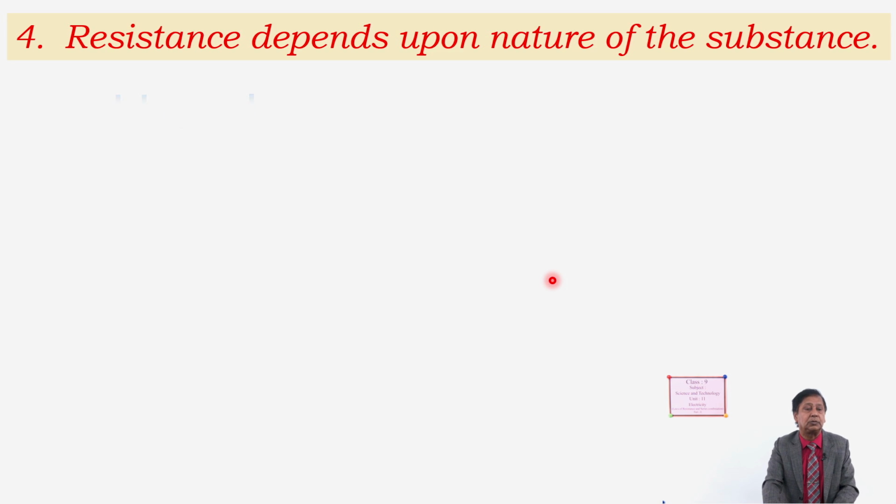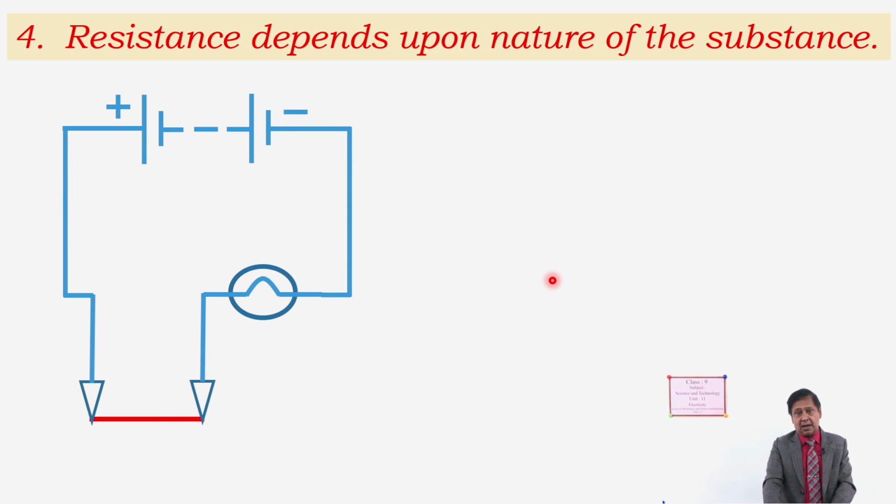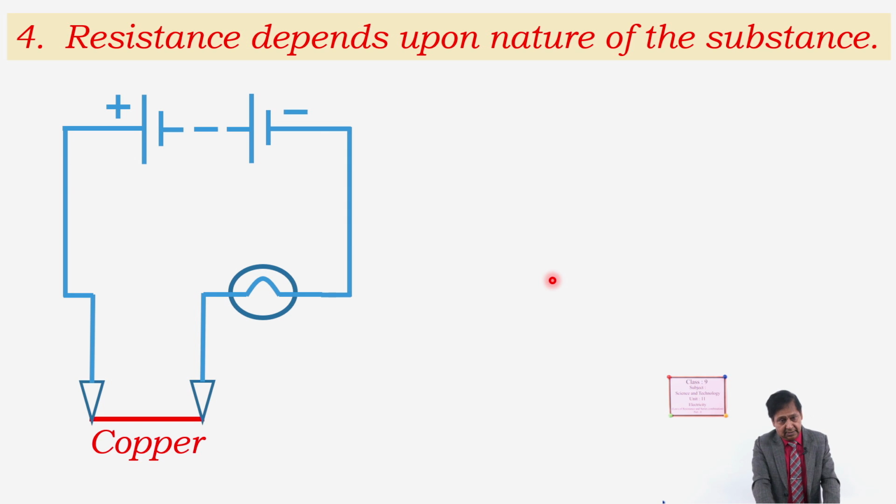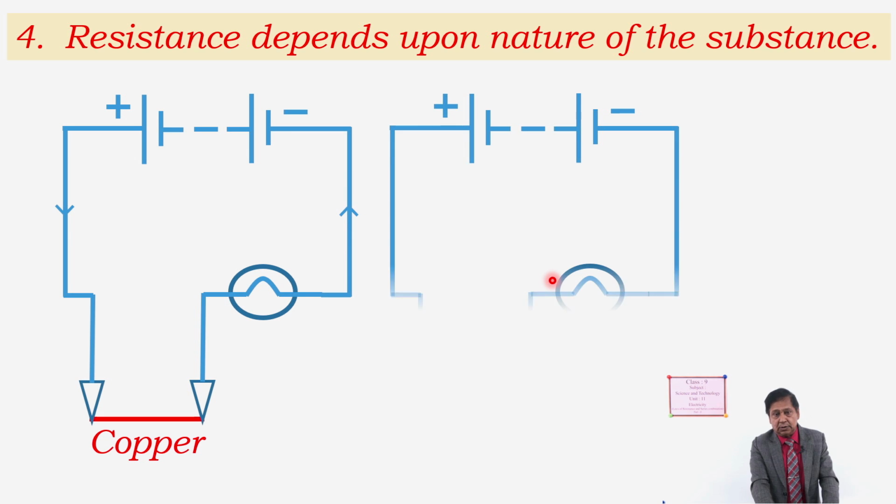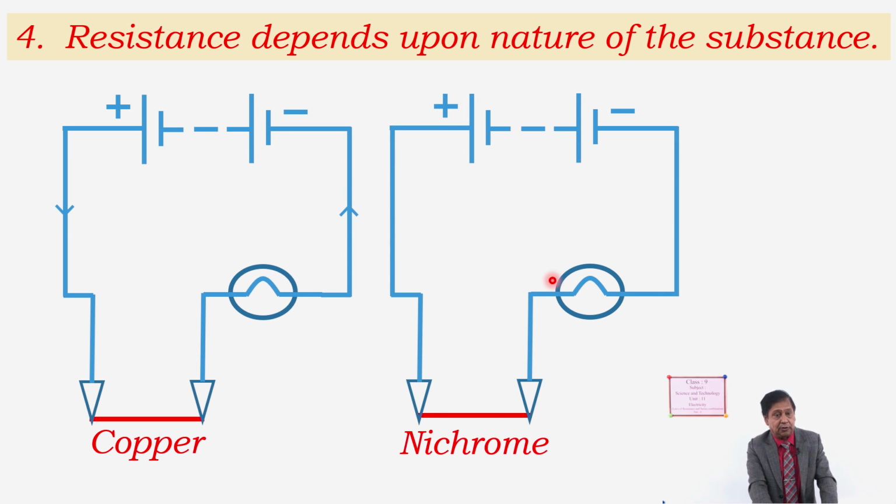Okay, we can prove this with the help of the same circuit. The circuit is completed by using copper, and then the same circuit is completed by using nichrome. Now, if we observe the glow of the bulb, what is found? When copper is used, the glow of the bulb is bright. When nichrome is used, it becomes dim. What does it mean? Copper wire has very little resistance, that's why the bulb is bright. Nichrome has very high resistance, that's why the bulb is dim.